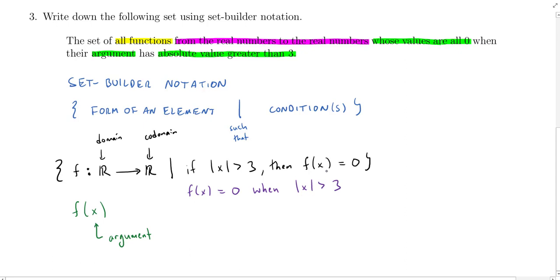It's very important with set builder notation to get this order right. A lot of times people will switch these. They'll put the condition first and then put the form, or maybe they'll just write the condition and not even write a form down. It's also important that you read all of this. In class, we saw a lot of people who just started right here. They said, okay, real numbers whose values are 0 when the argument has absolute value greater than 3. Of course, that doesn't mean a whole lot. So you have to read everything you see here when you do such a conversion.